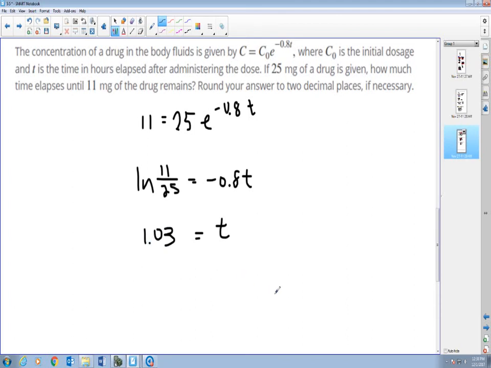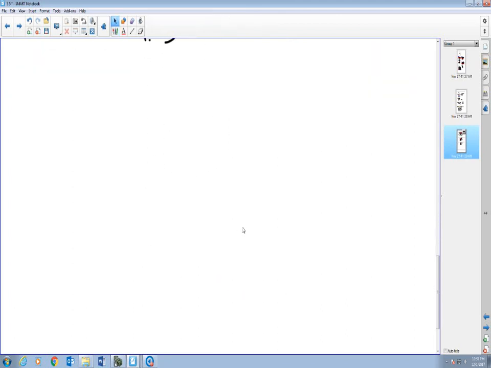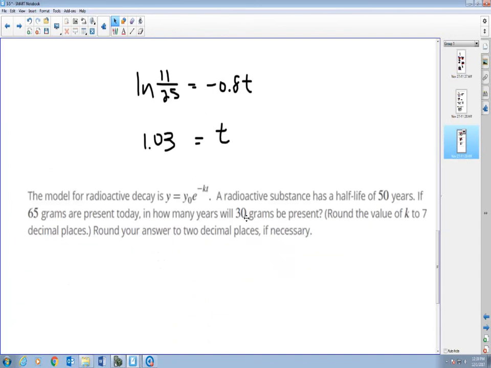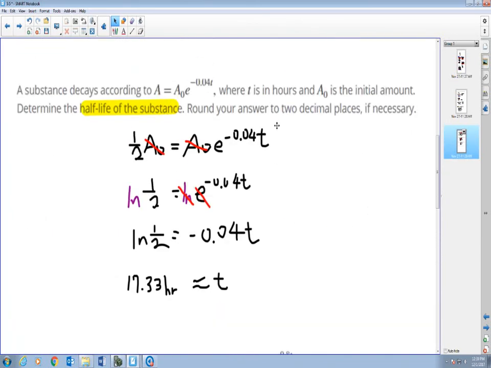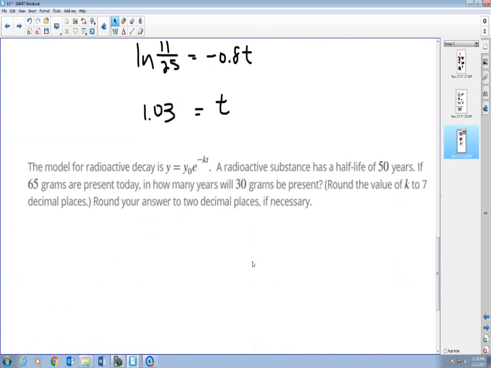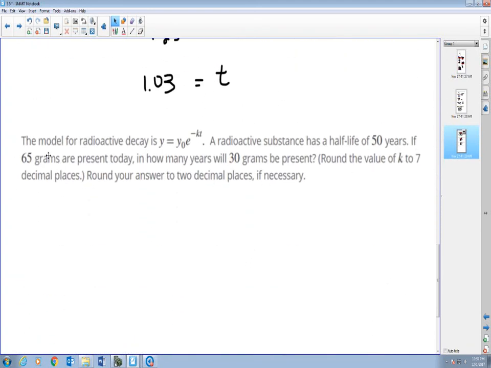All right, now the next problem is actually very similar to the half-life one, but asking for a different thing. So the model for radioactive decay is this function. A radioactive substance has a half-life of 50 years. So this time it tells me what the half-life is. If 65 grams are present today, how many years will it take until 30 grams are present?